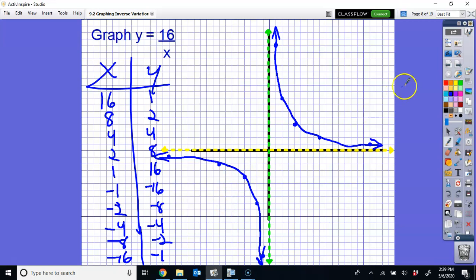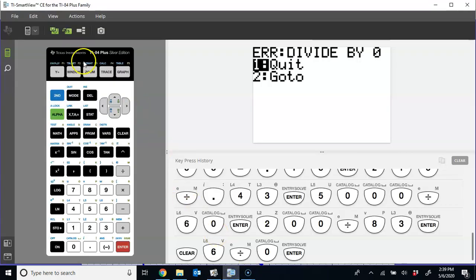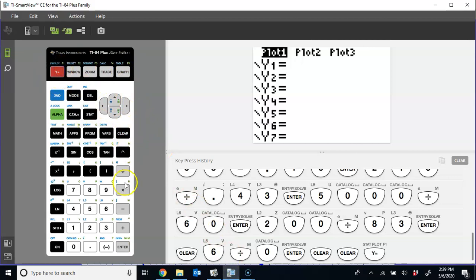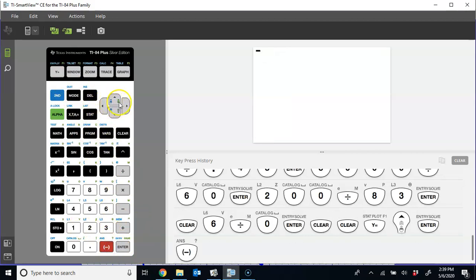Well, what would happen if I switched that to be a negative 16 instead of a positive 16? To save a little bit of time, I'm going to go to my y equals screen here. I'm going to turn off the plot there. And I'm going to do negative 16.